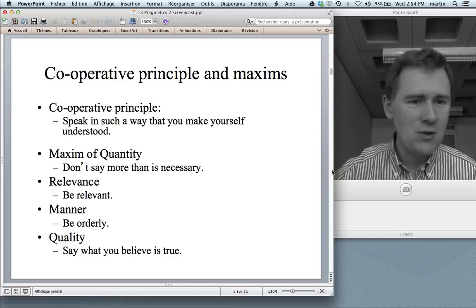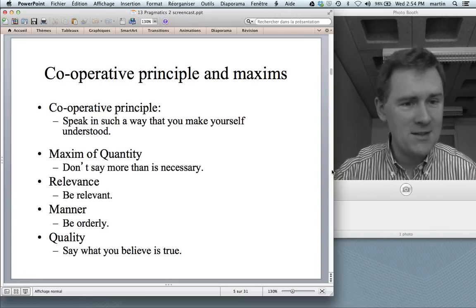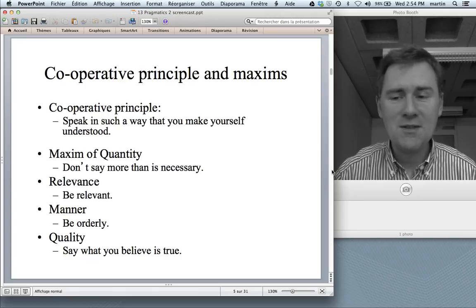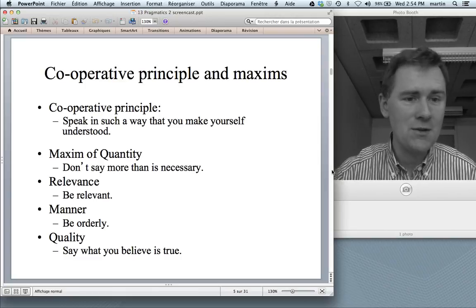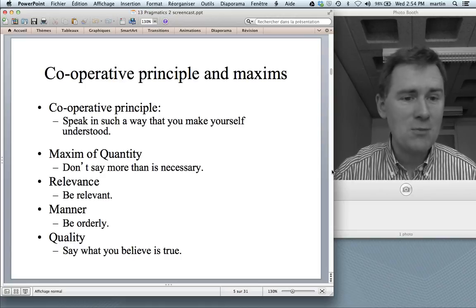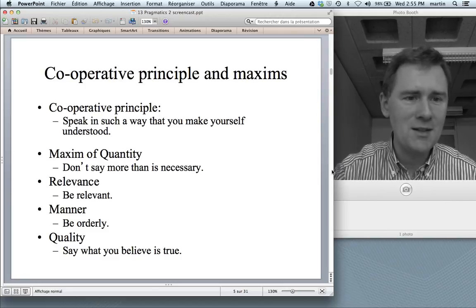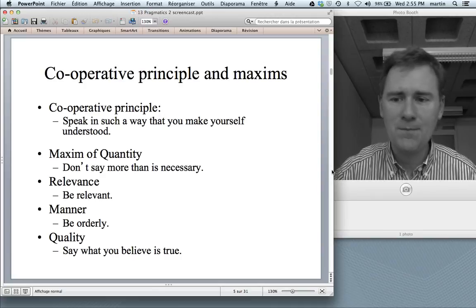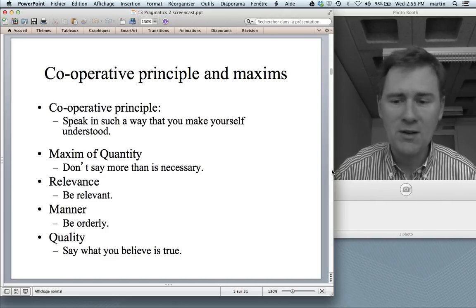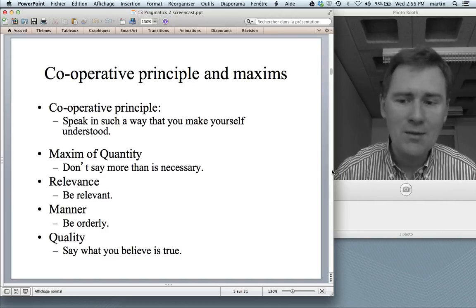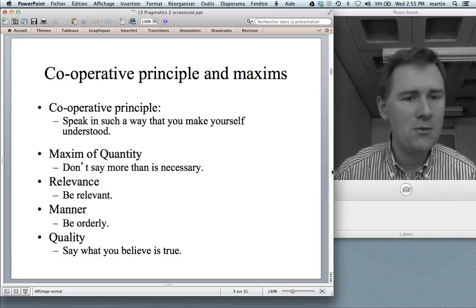And the social contract consists of several maxims that interact. For instance, the maxim of quantity, don't say more than is necessary, but say enough so that you're understood. The maxim of relevance, say something that belongs to the current situation, that makes sense with regard to what's been said before. Manner, be orderly, present things in the way that they've actually happened in the real world. And quality, don't lie, only say what you believe to be true.